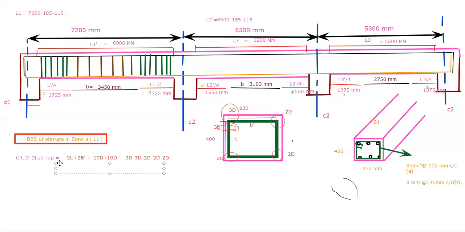So what will the formula be here? This is exactly the client formula. So 2 in bracket L dash plus B dash, plus 20D minus 12D, it will come to 8D. Where L dash, how are we going to find out the L dash? Let's see. L minus top cover minus bottom cover and minus half dia into 2 because of center to center.